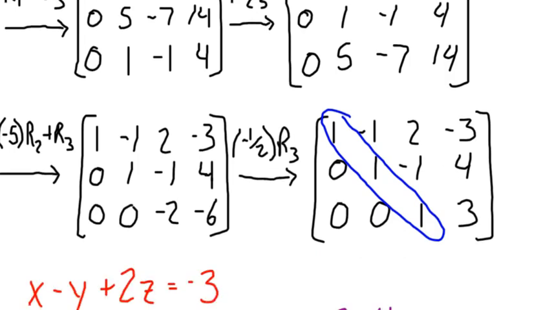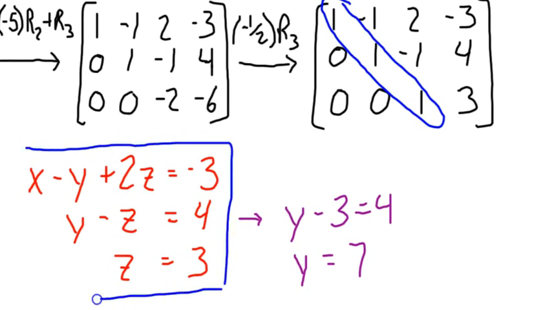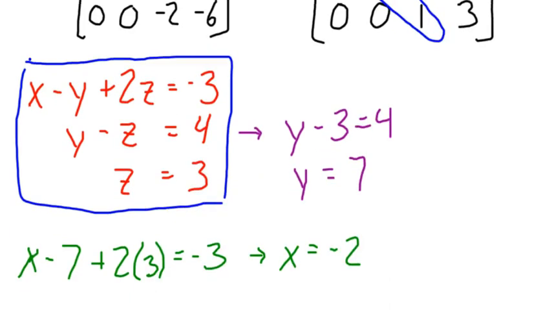So we could take this last matrix and rewrite that so we have our 3 equations. We have a new system of equations. x minus y plus 2z equals negative 3, y minus z equals 4, and z equals 3. Okay, so that first part, or the third equation, z equals 3, we already know one of our 3 variables. If we go to the second equation, y minus z equals 4, well, we know z is 3, so y minus 3 equals 4, y must be equal to 7.